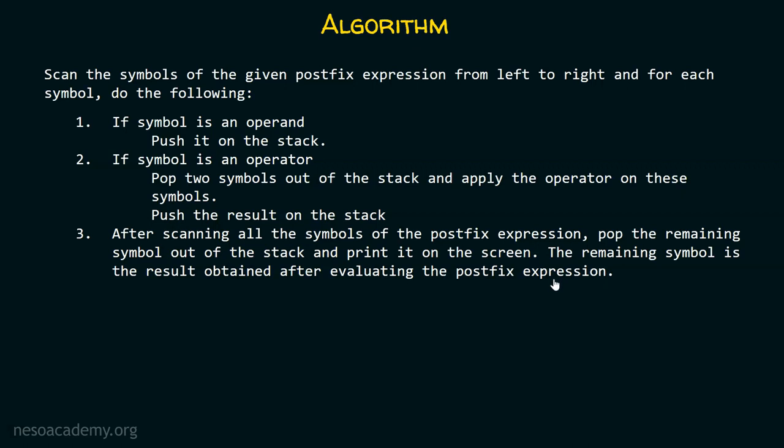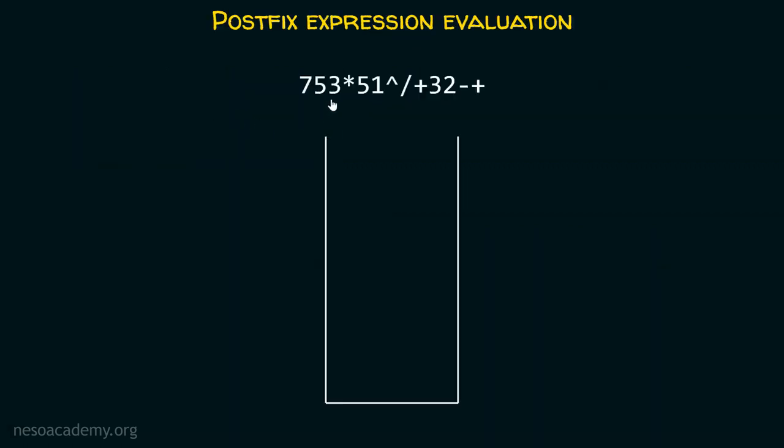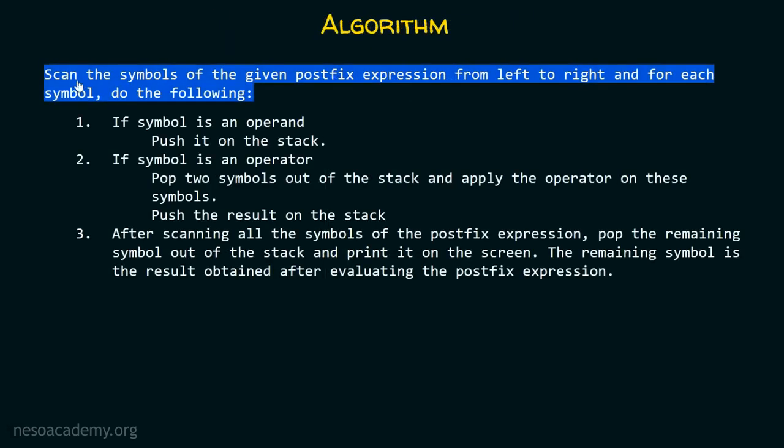Let's try to evaluate this algorithm step by step. First, we know that we are available with this postfix expression 7 5 3 star 5 1 power divide plus 3 2 minus plus, and we have a stack, right? Now we will use the stack to evaluate this expression. For this, we have to scan the symbols of the given postfix expression from left to right. And for each symbol, we have to do the following. Fine. So let's scan the symbols one by one.